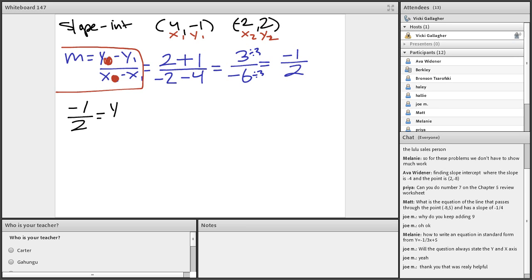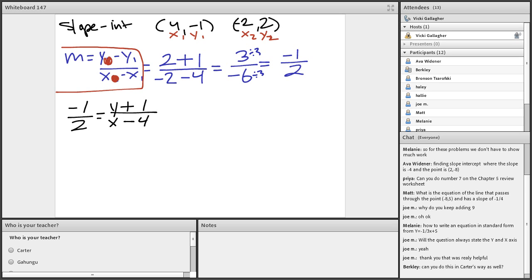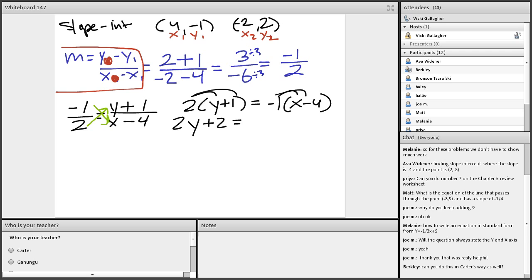And then I'm going to do y minus negative 1 for the top of the fraction, and then I'll do x minus 4 for the bottom of the fraction. And then from here, we're going to cross multiply. So, let me do it this way first, and then I'll do it the other way for sure. I'm going to do the 2 times the y plus 1. And then I'll do the negative 1 times x minus 4. I'm going to distribute. And distribute.